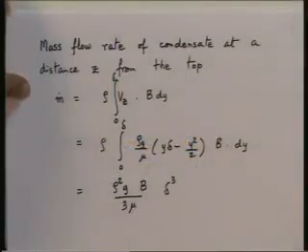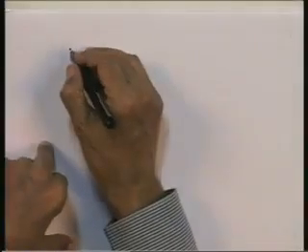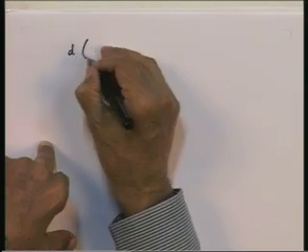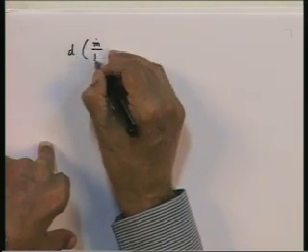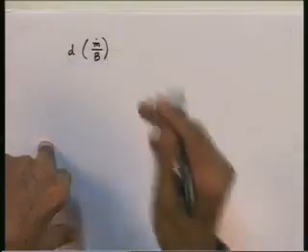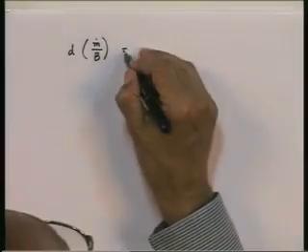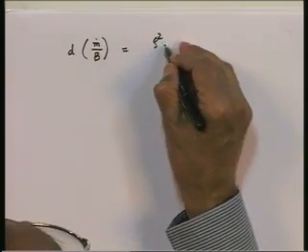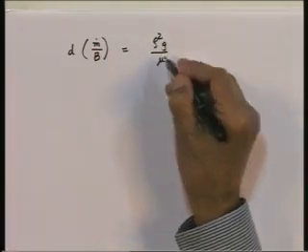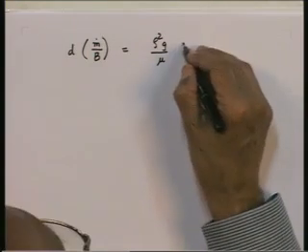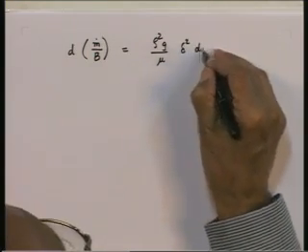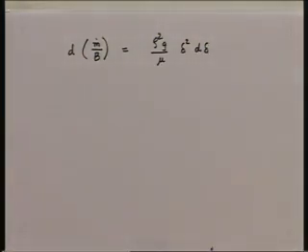Now, let us take a differential of that. If I take a differential of that, I will get d m dot by b, which is the mass flow rate per unit width at right angles to the paper, equal to rho squared g by mu into delta squared d delta, if I take a differential. So, what am I saying when I take a differential? What I am saying in effect is the following.